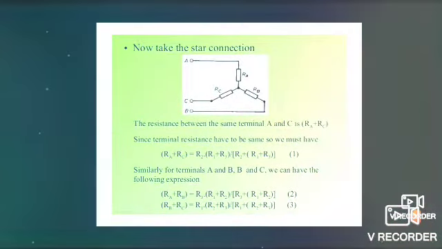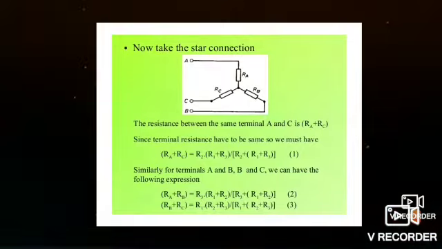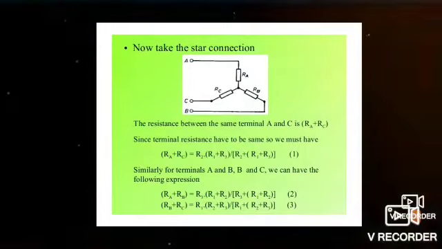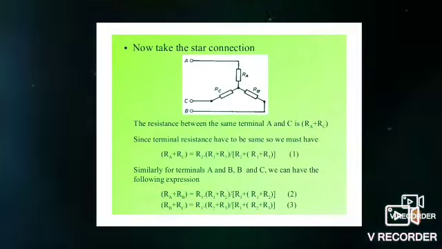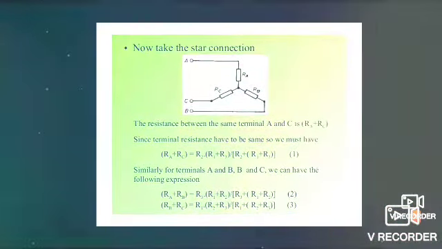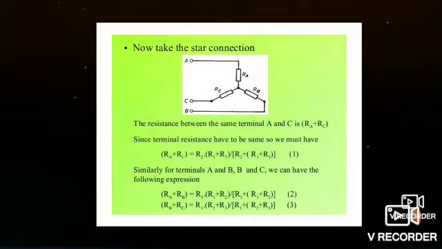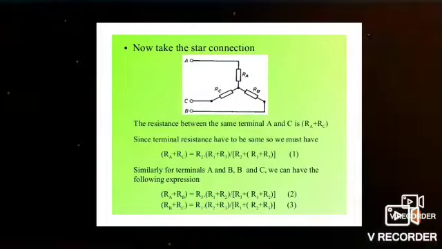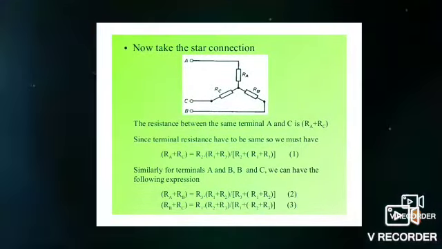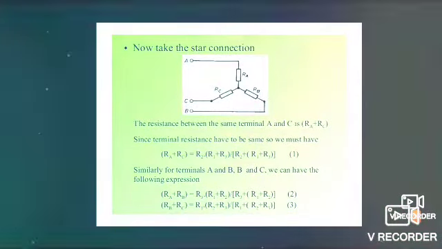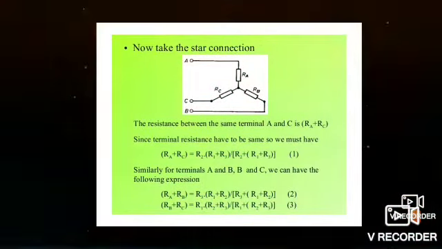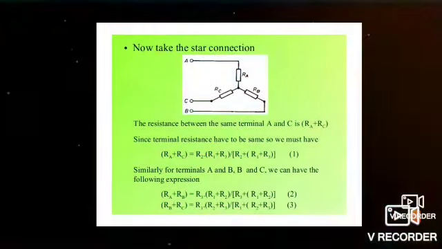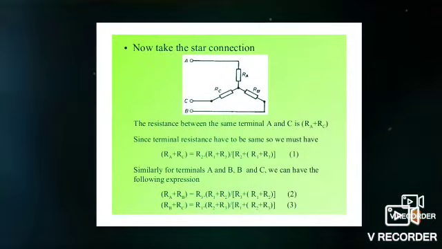Now take the star connection. The resistance between terminals A and C is RA plus RC. Since the terminal resistances have to be the same, we must have RA plus RC. For the delta connection, it is noted in terms of R2, R1 and R3. So R2 into R1 plus R3 divided by R2 plus R1 plus R3, since R2 is in parallel with R1 plus R3 in the delta connection, that is equivalent to RA plus RC.